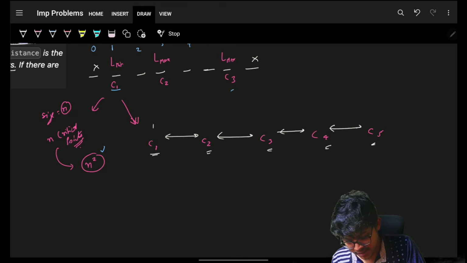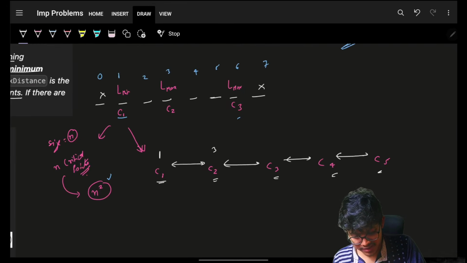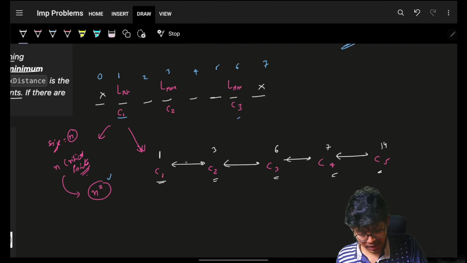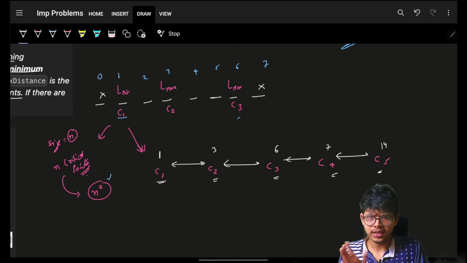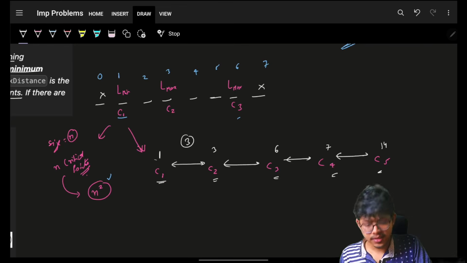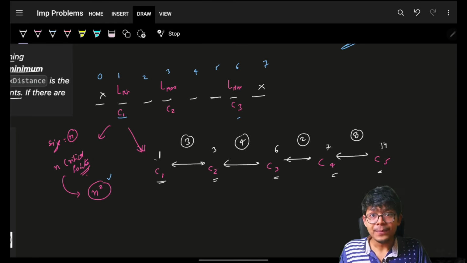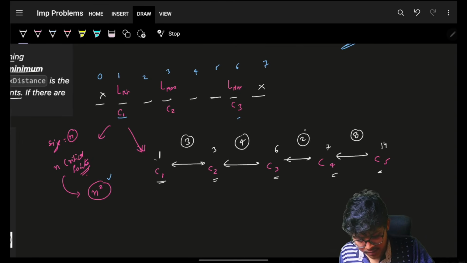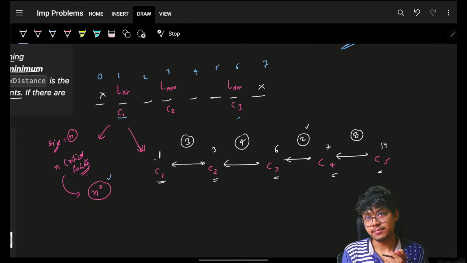So let's imagine its index is 1, its index is 3, its index is 6, its index is, let's say, 7, its index is, let's say, 14. So here the distance, for now, is 3 minus 1 plus 1, which is my 3. Here the distance is my 4. Here the distance is my 2. Here the distance is my 8. The minimum distance was my 2, and that is my answer.